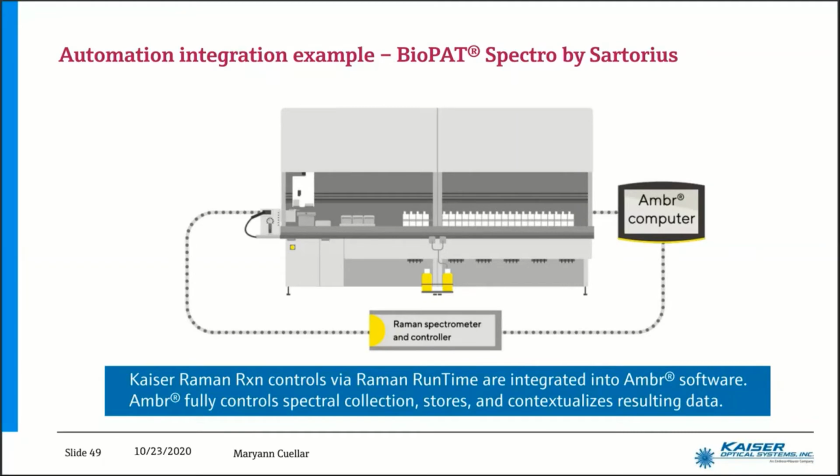An example of this is our recent collaboration with Sartorius for the BioPAT Spectro platform. Here, Kaiser Raman controls are fully integrated into the Ambr software. Ambr tells the spectrometer when a sample is in place, a Raman spectrum is collected, and then data is transferred to Ambr software and organized along with additional bioreactor data. This is repeated to collect Raman spectra from all bioreactors running in an Ambr 15 or Ambr 250. So smooth device-to-device communication is imperative to the success of automated platforms like this one.